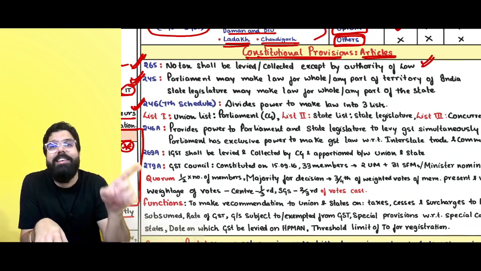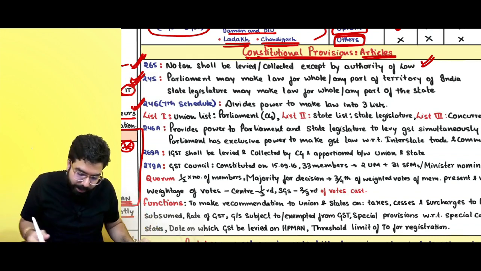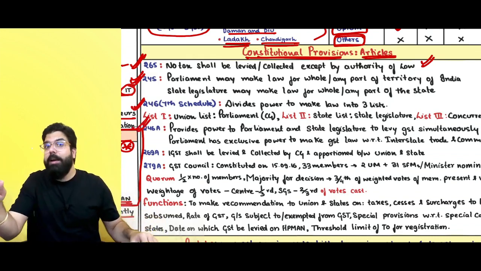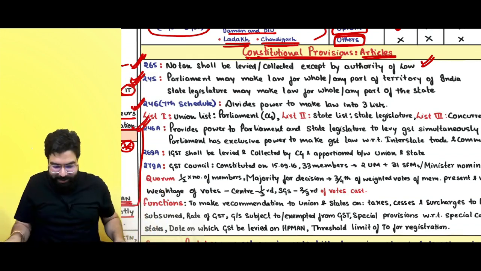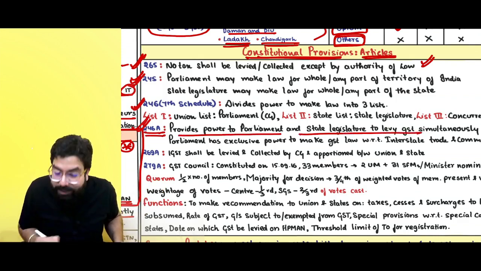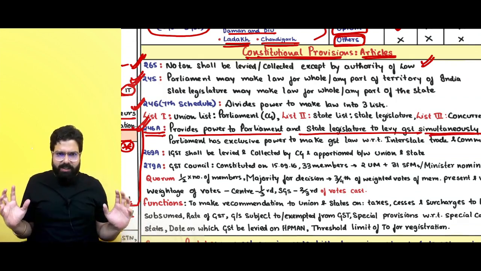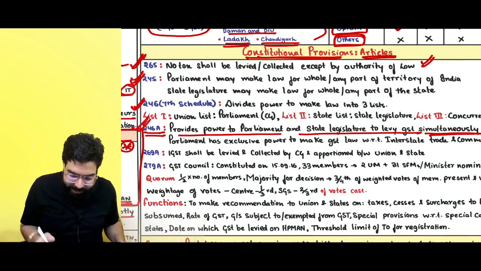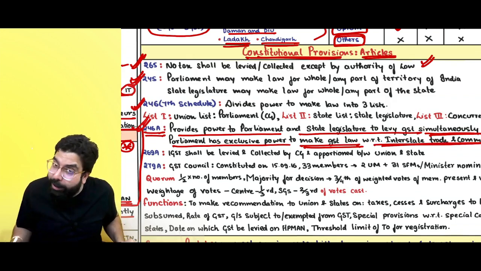However, for tax related matters there was no power to make the law, and hence they introduced Article 246A, which provided Parliament and the state legislature together the power to charge GST on a transaction. Article 246A provides power to Parliament and the state legislature to levy GST simultaneously. Means whenever a transaction is happening, both the central government and the state government will together collect GST. Parliament has exclusive power to make GST law with respect to interstate transactions.